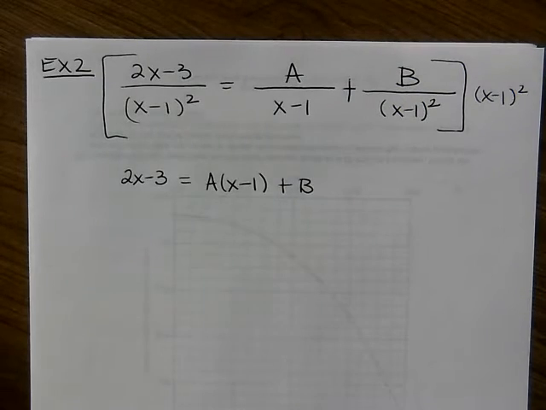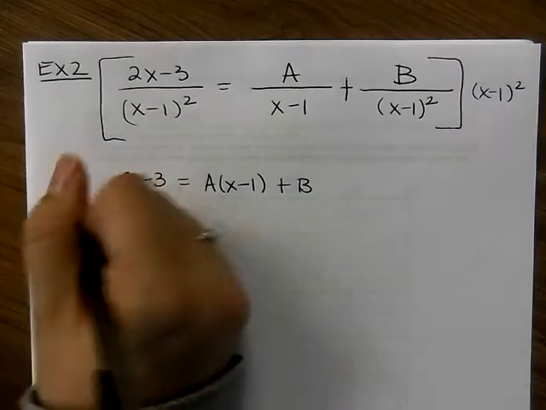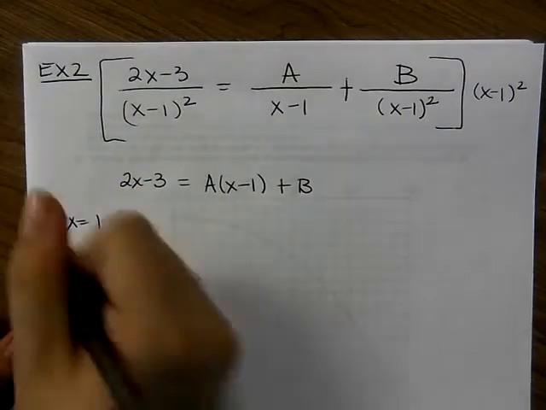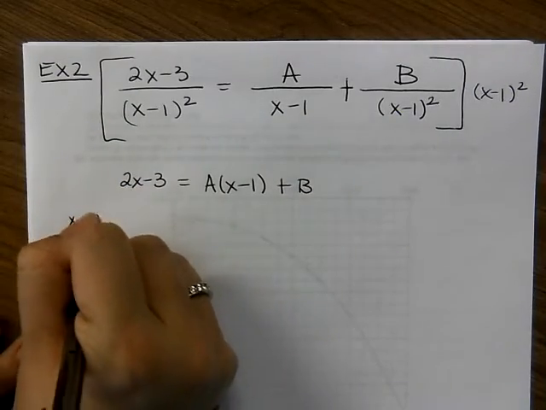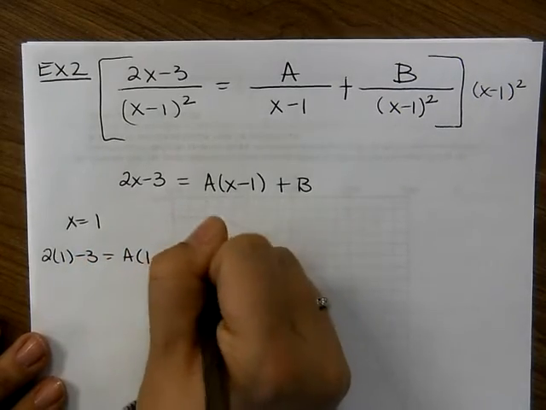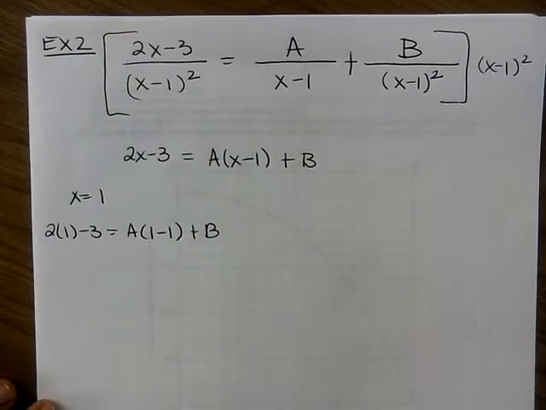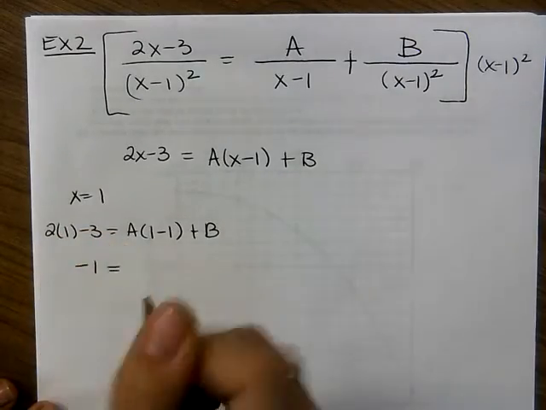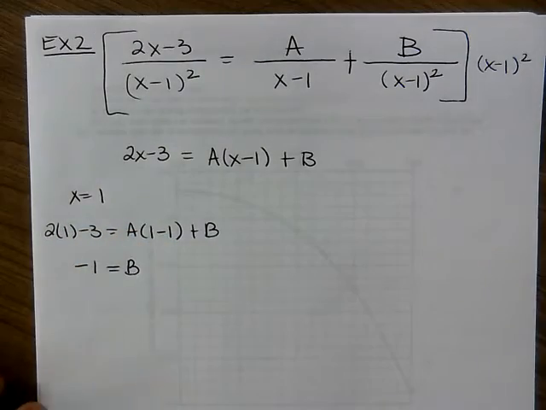Okay, so now we're trying to decide, are there values of x we can plug in to cancel some of these variables? So if we plug in a positive 1, I get 2 times 1 minus 3 equals A times 1 minus 1 plus B. That means that my A term's going to cancel and I'll be left with negative 1 equals B.